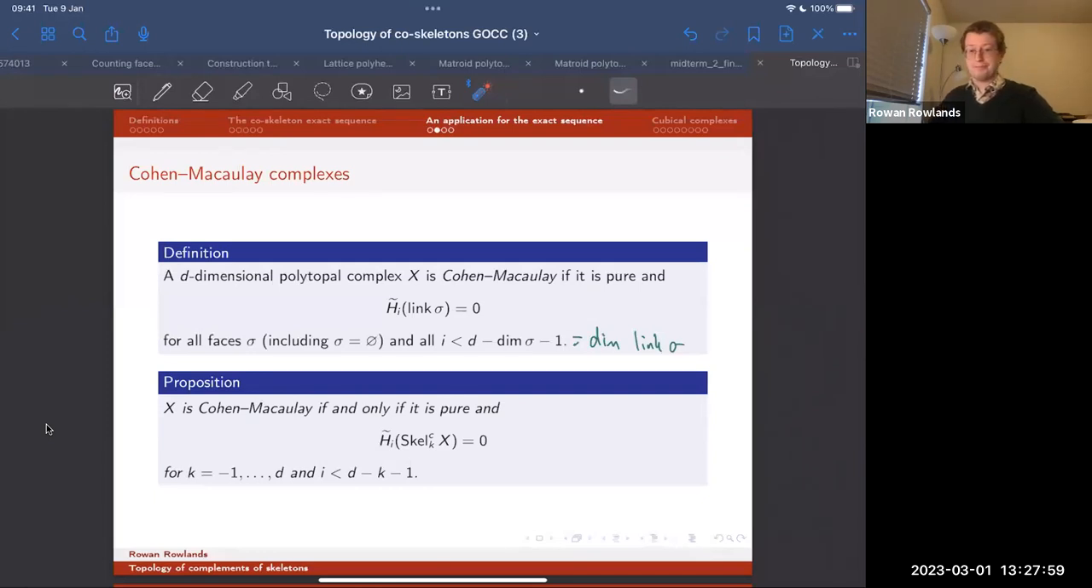Does this polytopic definition of Cohen-Macaulay have any algebra connections that you're aware of, if your complex isn't simplicial? As far as I'm aware, that's right, yeah.